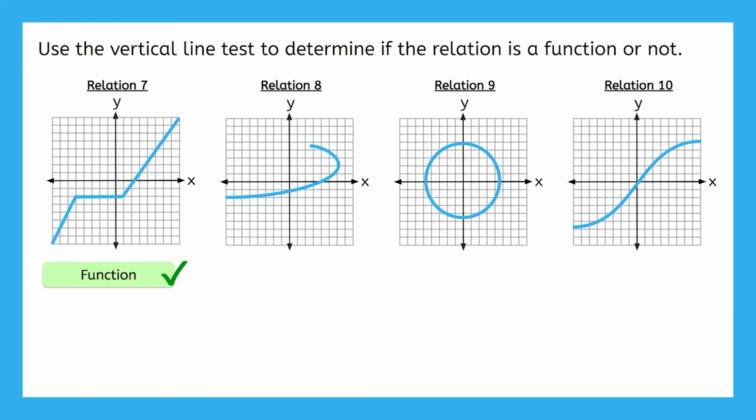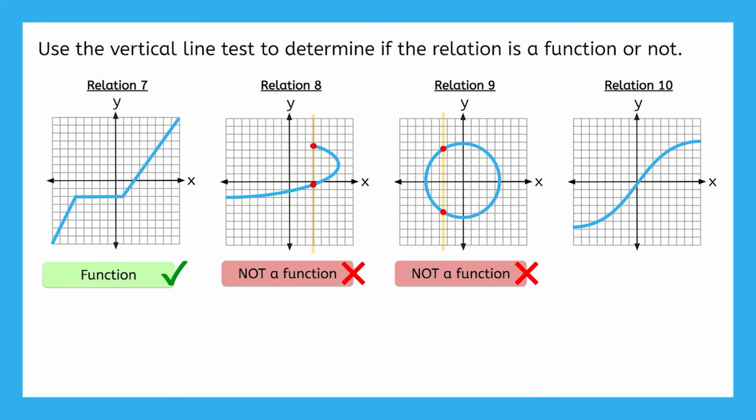In relation 8, did you find any vertical line test that failed? Me too. Here's one place where I found it failed. Because the graph of my relation crossed my vertical at 2 points, here and here, that means this relation is not a function. What about relation 9? Did you find any vertical line test that failed? Yep, same here. This is one of many portions of the graph that failed since it intersects my vertical line at 2 points. So since there is one input that has 2 outputs, this relation is also not a function.